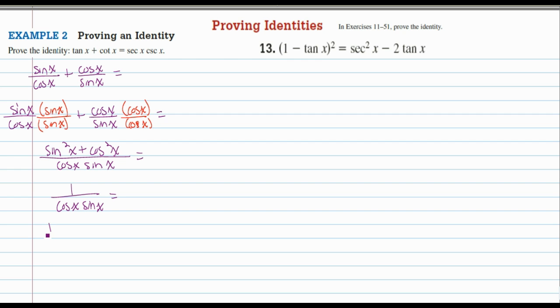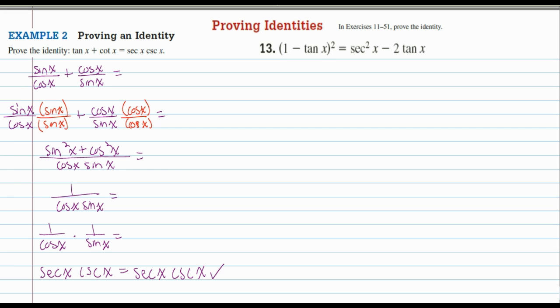And this is really just 1 over cosine of x times 1 over sine of x, which is secant of x times cosecant of x, which is exactly what I was supposed to prove. Secant of x cosecant of x. So I have proved that identity. Now try problem number 13.